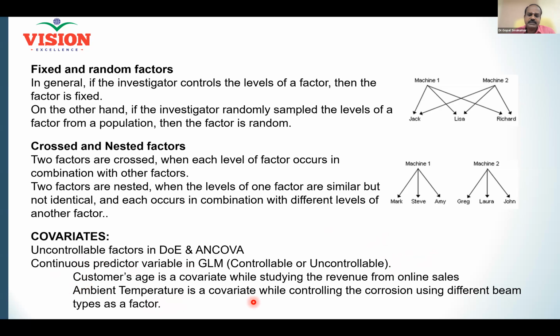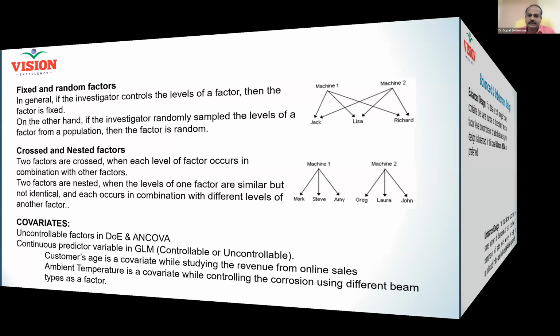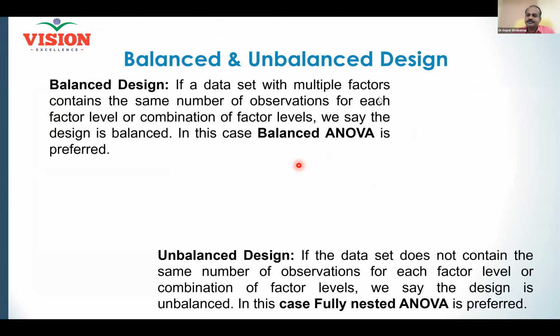So ambient temperature is a covariate while controlling the corrosion using different beam types. In the construction industry, there are different metal beams. You are studying the corrosion rate, and you apply some chemicals, etc. Studying something. But ambient temperature is another important factor, which you don't have any control over, isn't it? The beam can be used wherever they want. So the effect of the ambient temperature comes under the covariate. Hope it is very, very clear to all of you so far.